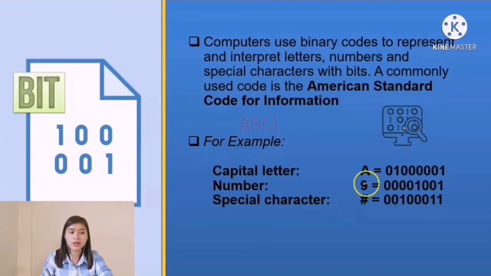And for example, if it is a number, we humans interpret this as number 9. But computers will interpret this number as 00001001. And if, for example, this is a special character, the computer will interpret this as 00100001.